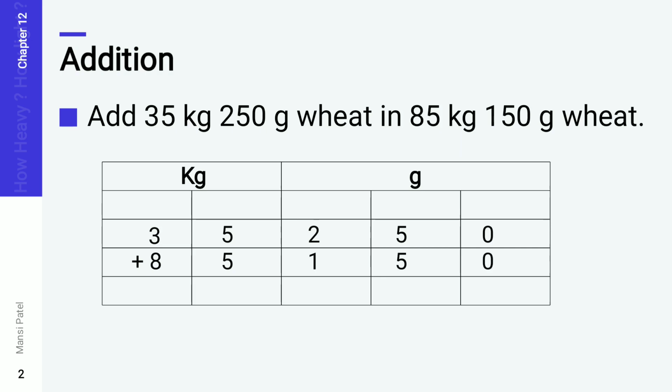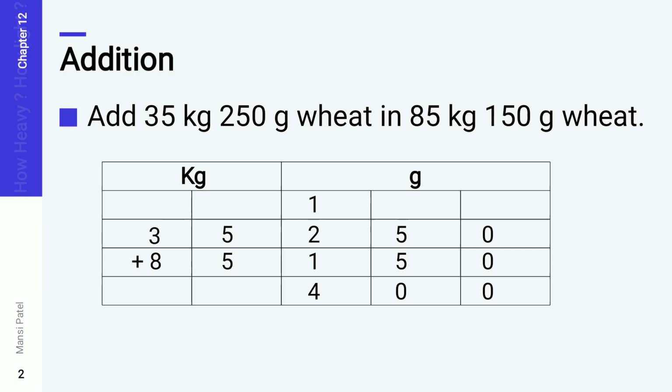Now you have to start the addition. This addition you start from the last, from the right hand side, or we can say from the ones place. So 0 plus 0, 0. 5 plus 5, it's 10, so write down 0 and 1 in the carry. Now 1 plus 2, 3. 3 plus 1, 4. So 400 grams are there.